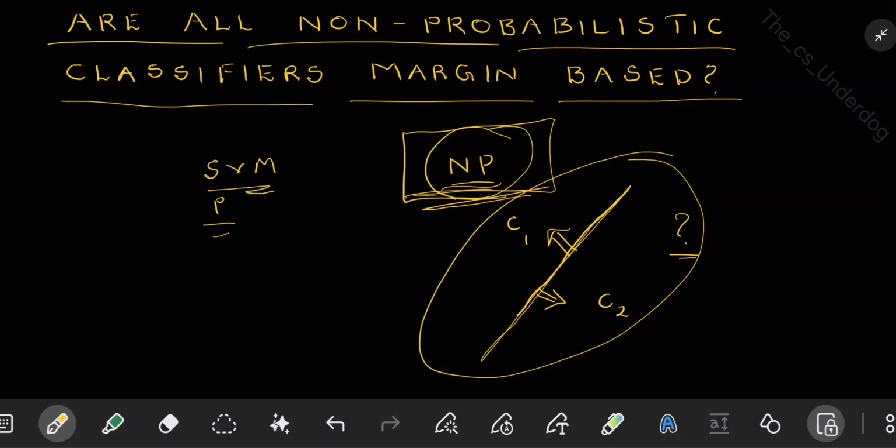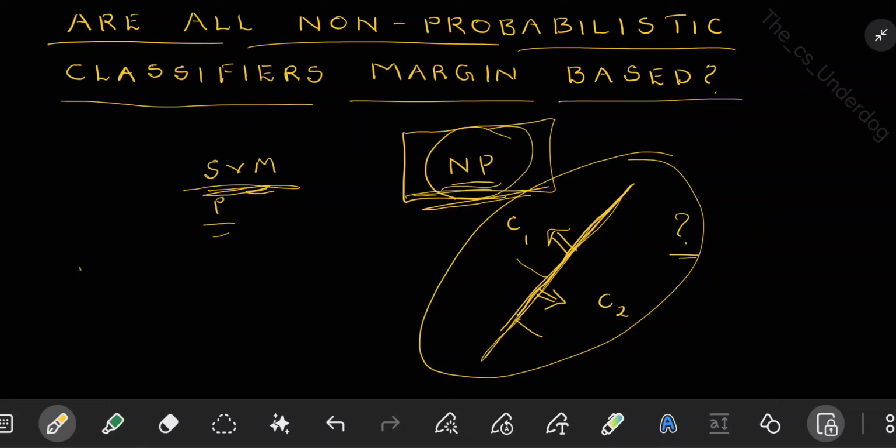In these cases, you are using a margin, that is, in some way you are going to find a margin. In the case of perceptron, you will find a margin. In the case of SVM also, you will find a margin. Then based on this margin, you will say one side it is class 1, the other side it is class 2. But there are other classifiers which are non-probabilistic and you don't even need this margin, but still you can find out which class it belongs to.